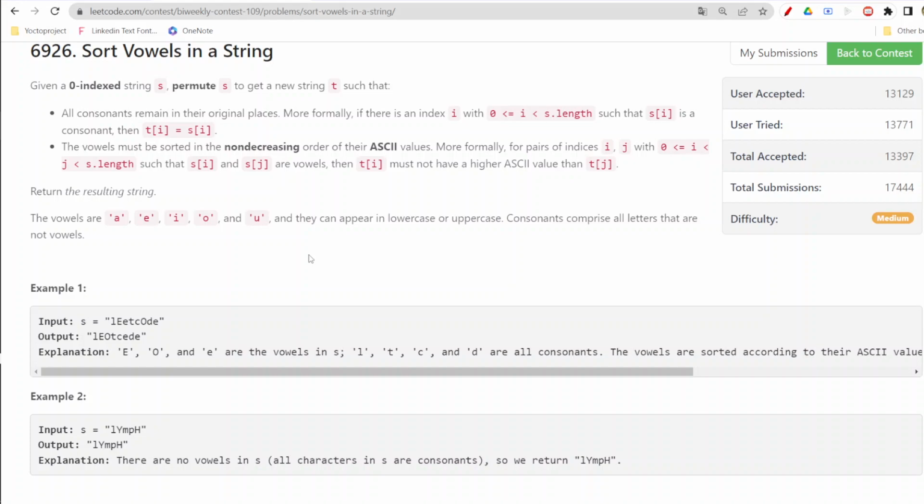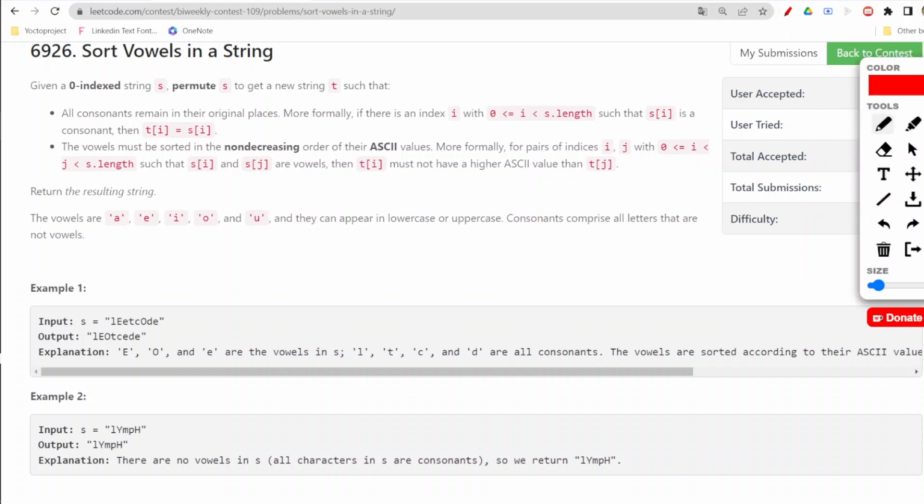So to be precise, in the first example we just need to check whether a particular character is a vowel or not. If it is a vowel, then only we are required to sort them, and we are required to sort them in increasing order.